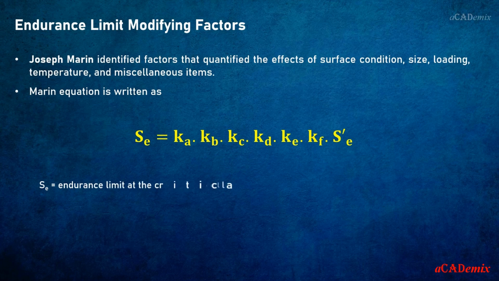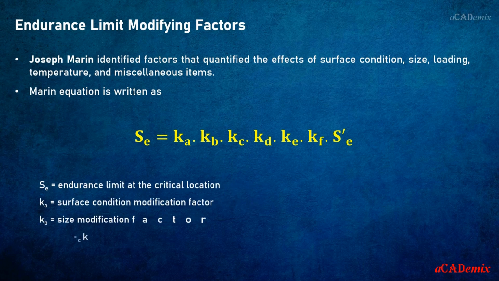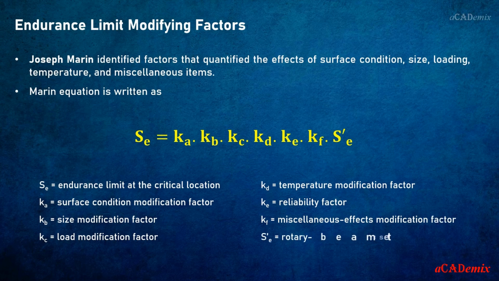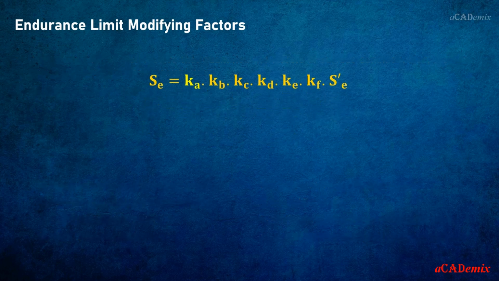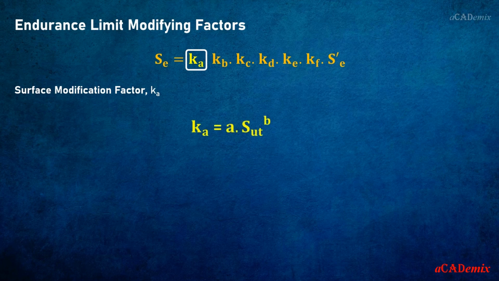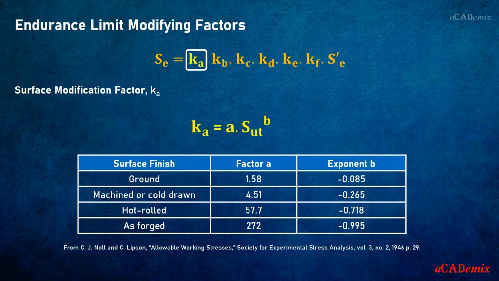where SC is the endurance limit at the critical location, Ka is the surface condition modification factor, Kb is the size modification factor, Kc is the load modification factor, Kd is the temperature modification factor, Ke is the reliability factor, Kf is the miscellaneous effects modification factor, S prime is the rotary beam test specification endurance limit. Let's see each modifying factor. The first one is surface modification factor Ka. The surface modification factor depends on the quality of the finish of the actual part surface. To find quantitative expression for common finishes of machine parts like ground, machined or cold drawn, hot rolled, as forged can be expressed like this.